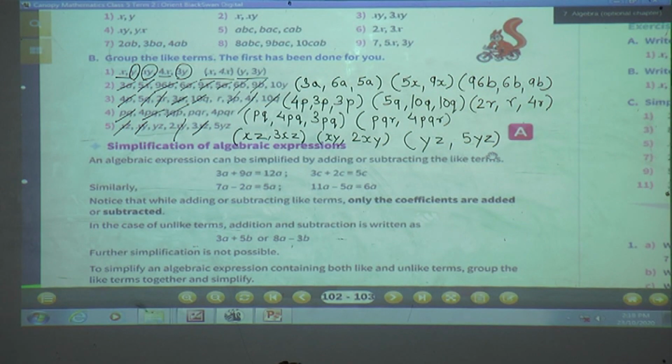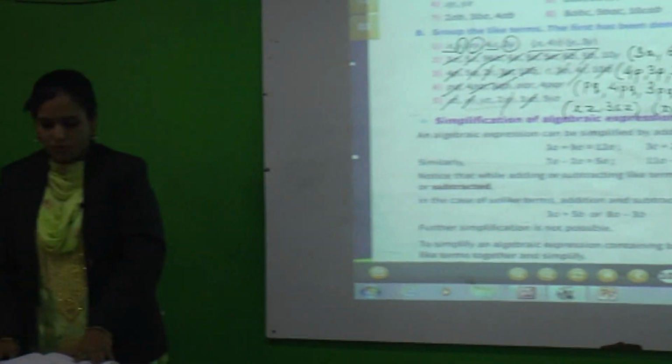Now in this way students, today we have solved exercise 7.4. So in our next session we will solve exercise 7.5.